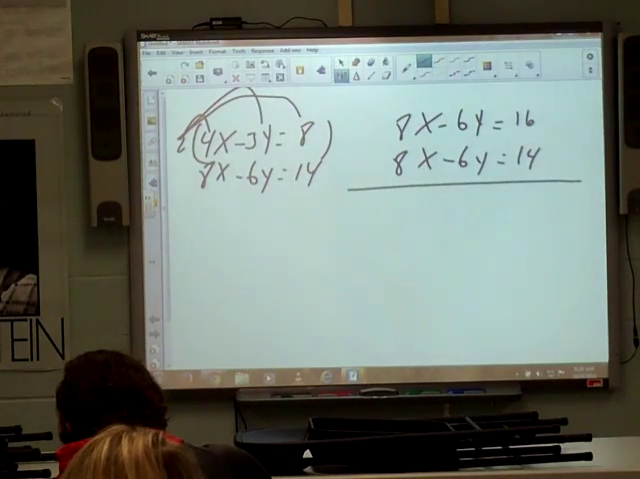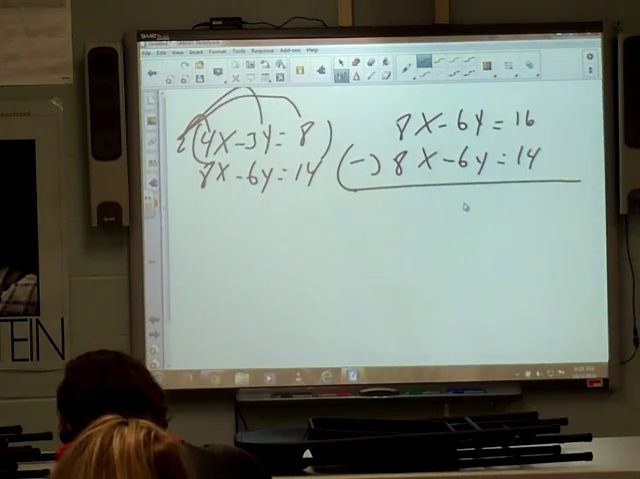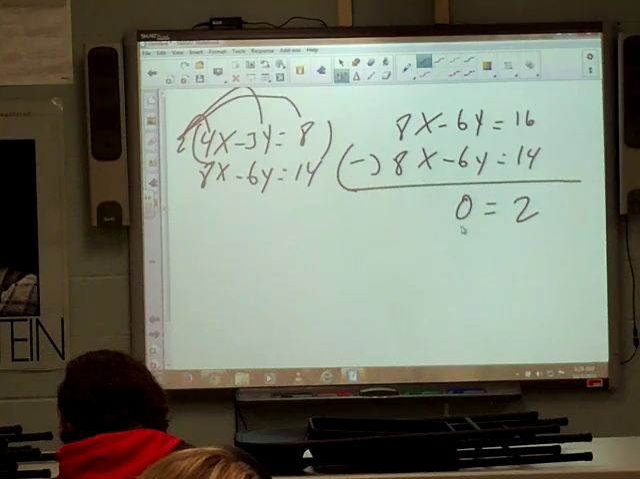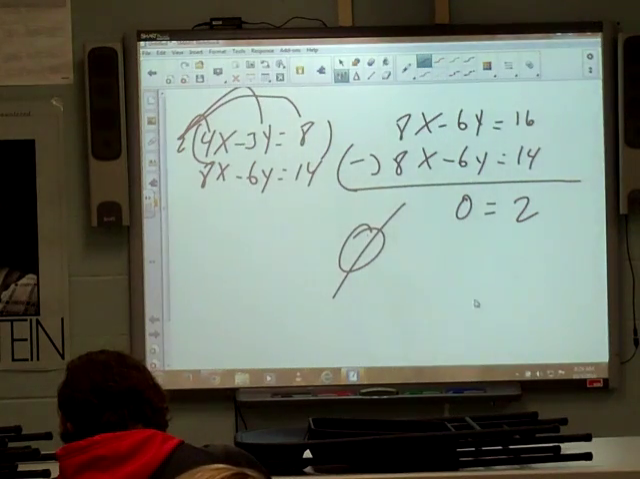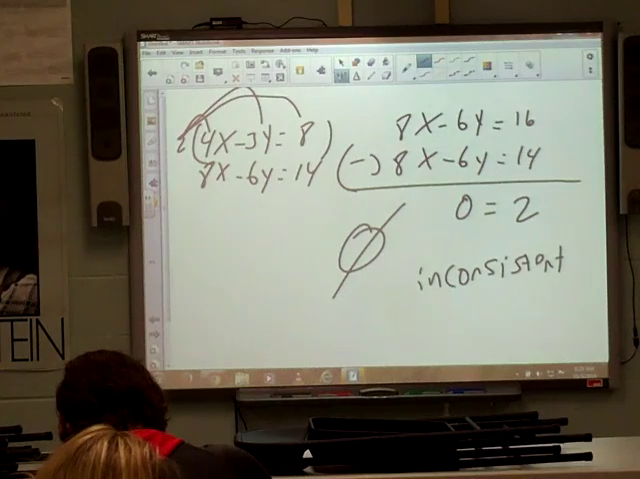All right, my 8x's are same signs, so I'm subtracting. 8x minus 8x is nothing. Negative 6y minus negative 6y is also nothing. 16 minus 14 is 2. That is not correct. 0 does not equal 2. That is no solution when you get that false statement. The fancy other word is inconsistent, as are a lot of us.